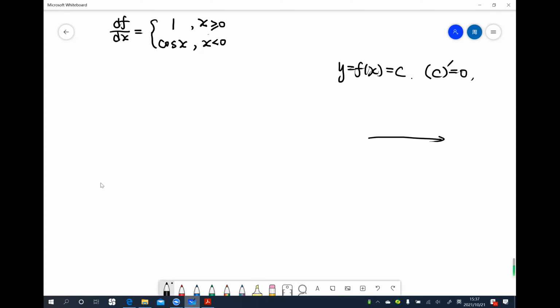And actually, from the graph of this function, we know that it is a horizontal line, right? Maybe this is the point c. So we can see also from the graph that it is a horizontal line. That means at every point, the value of the function is the same. So that means the rate of change of this function is 0. That's what the derivative means. So now we will learn the geometric meaning of the derivative.